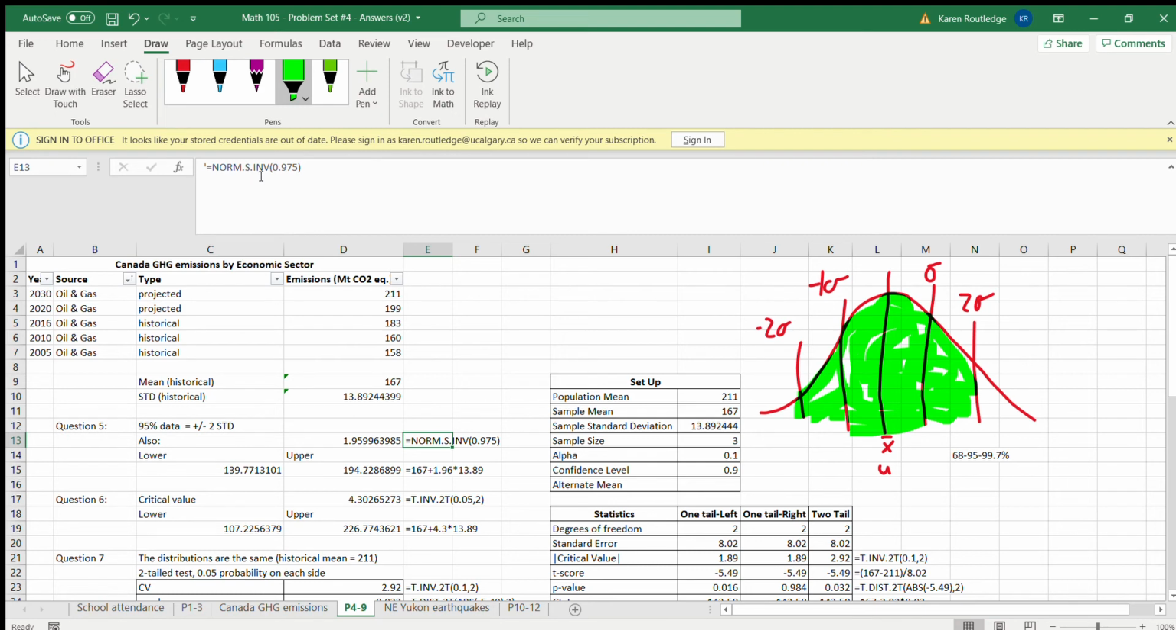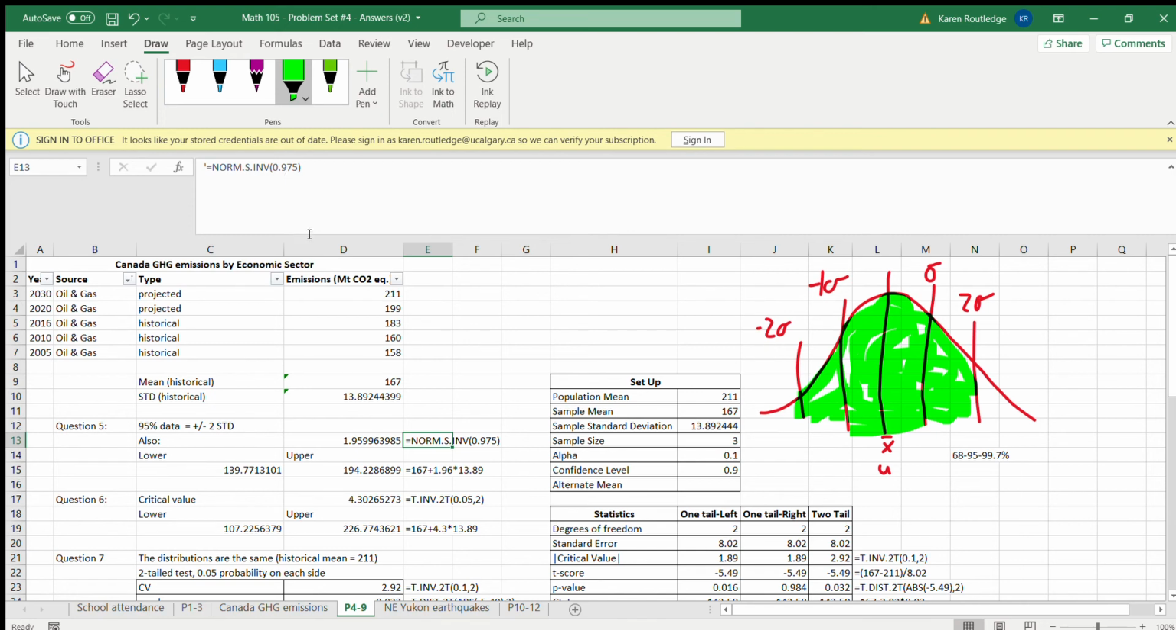And the dot inverse means instead of asking for a probability, we want a threshold. We want a value. Really, we want a z-score. We want a critical value. Any of those things. So we plug this in. Since we don't want a probability back, we have to give it a probability, and that's what this is. Notice that even though we want 95% of the data, we're using 97.5% in our function here.